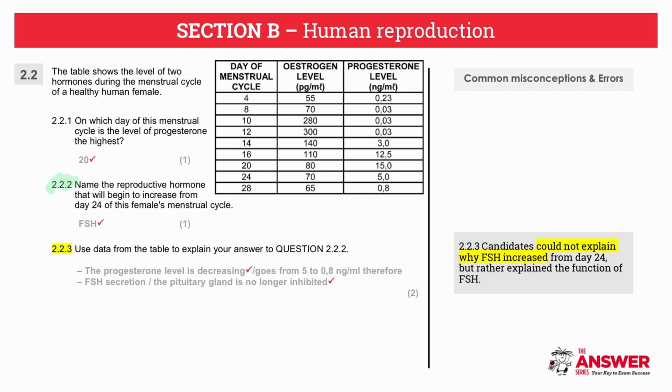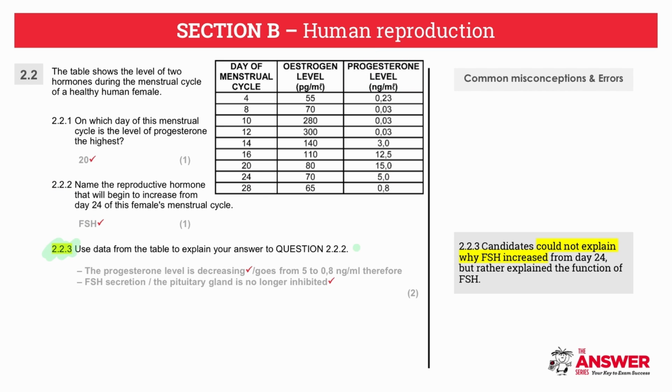Name the reproductive hormone that will begin to increase from day 24 of this female's menstrual cycle. So day 24 is towards the end of the cycle, at which point, if no fertilization has occurred, the progesterone level is going to drop. As you can see, it's going down, and that's going to stop the inhibition of the pituitary hormones. Specifically, FSH is going to increase first because that is follicle stimulating hormone, so that a new cycle can start.